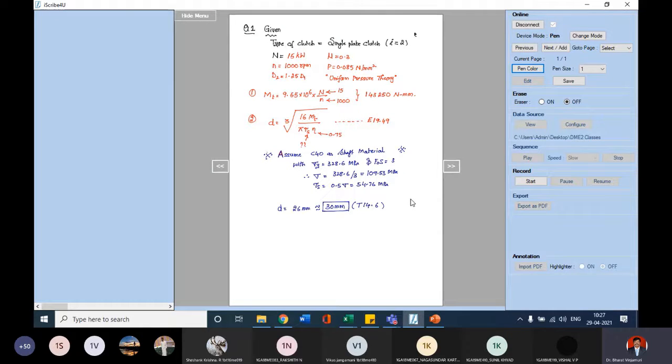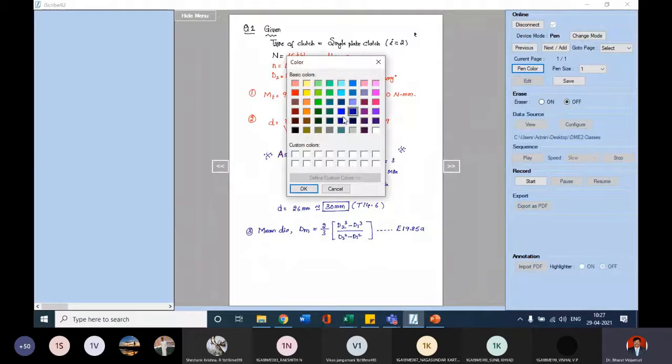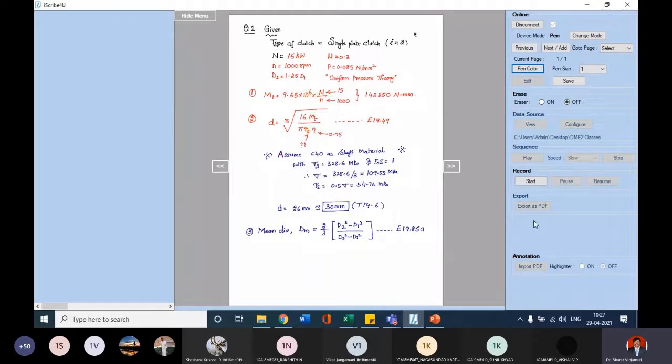Once you have got this, your next step would be the mean diameter, dm. Which theory are we going to use? I have clearly mentioned uniform pressure theory. So according to uniform pressure theory, I will write the equation dm is equal to 2 by 3 times d2 cube minus d1 cube divided by d2 square minus d1 square. Equation number 19.85a.